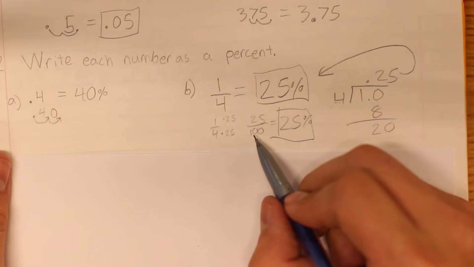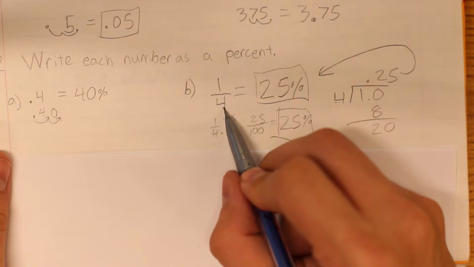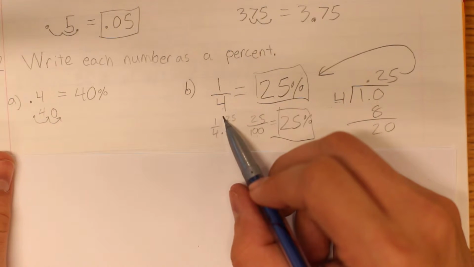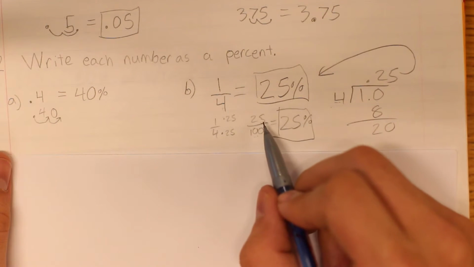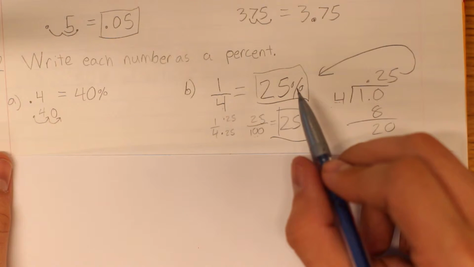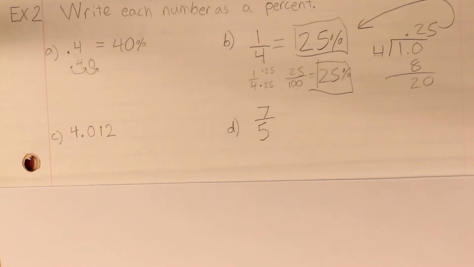One way is just to get 100 on the bottom, and that's good. Now, by the way, this method only works if the number in the denominator is a factor of 100. If it was an 8, a 7, 11, or 15, you couldn't use this fraction method. You can always convert to a decimal, then to a percentage. All right, let's look at two more examples just to make sure we understand.